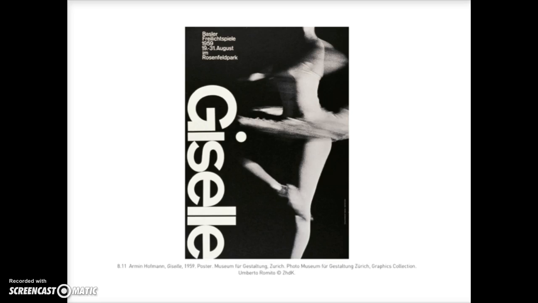This poster here is by Armin Hofmann. It's called Giselle from 1959. This was designed for a theater in Basel, Switzerland, and this artist Hofmann was trained by Ernst Keller, and he was a professor of graphic design at the Schule für Gestaltung. So in this image, you're seeing the text running down in a vertical fashion, and the image itself is notably whimsical in nature, and it's not quite following the unofficial rules of the Swiss style.